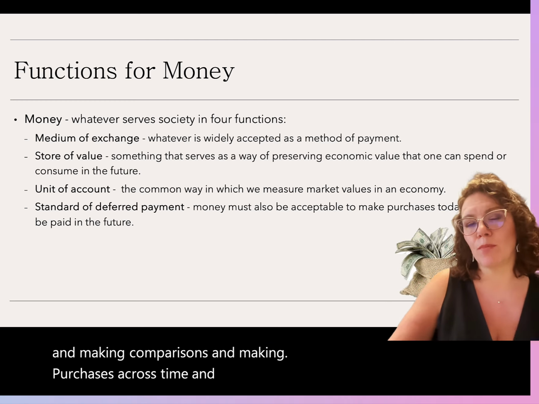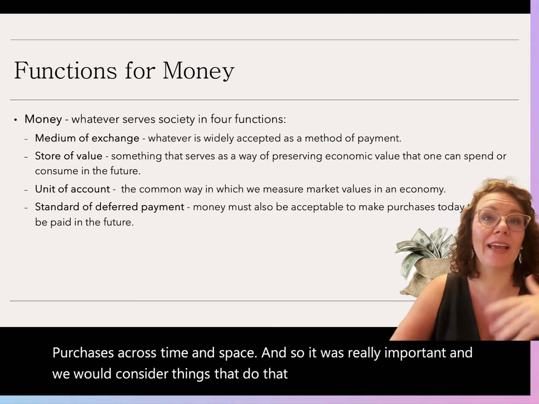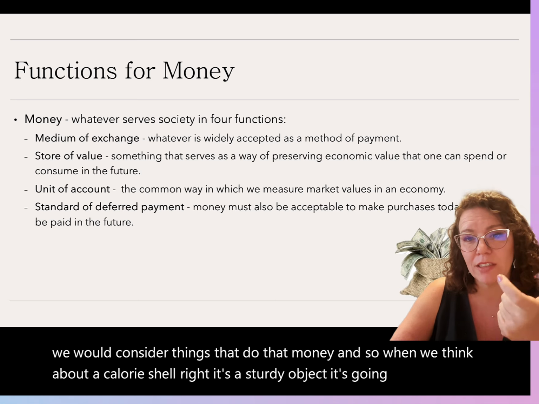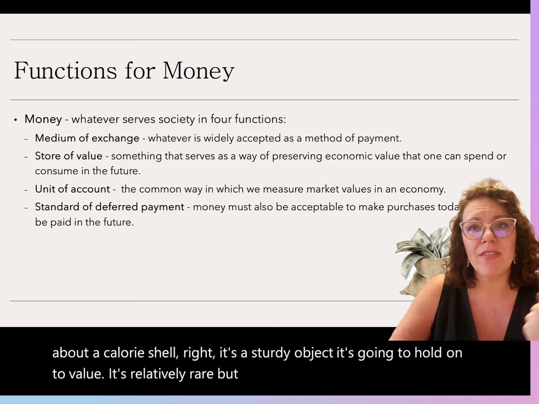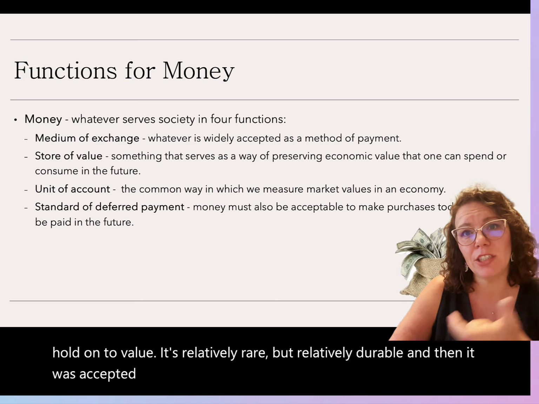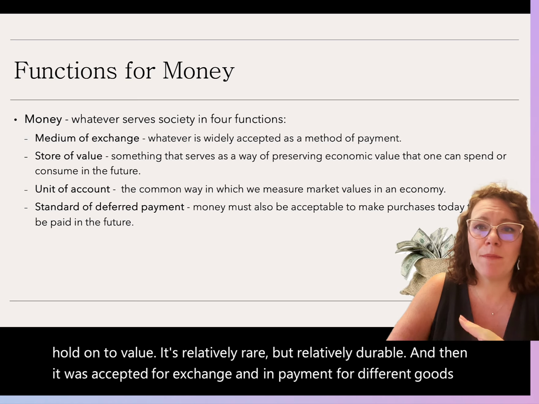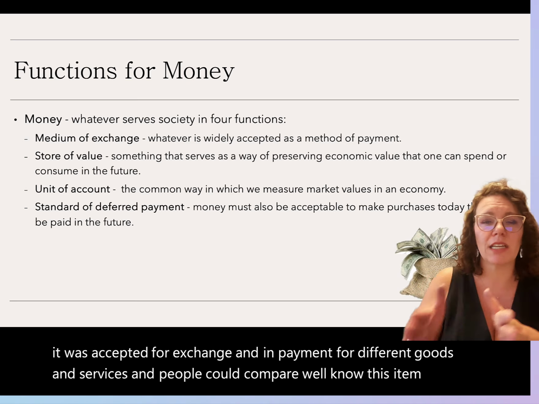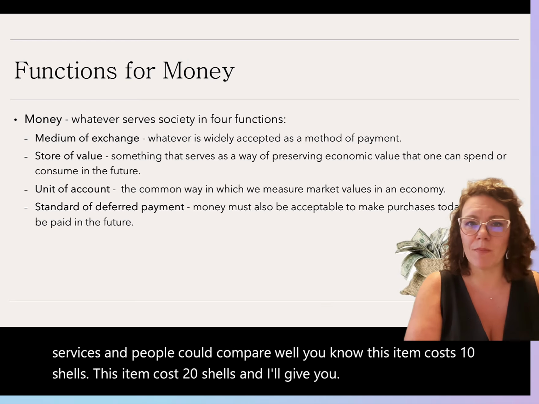And so that was really important, and we would consider things that do that money. When we think about a cowrie shell, it's a sturdy object. It's going to hold on to value. It's relatively rare, but relatively durable. And then it was accepted for exchange and in payment for different goods and services. And people could compare, well, this item costs 10 shells, this item costs 20 shells, and I'll give you 20 shells tomorrow if you give me something today.